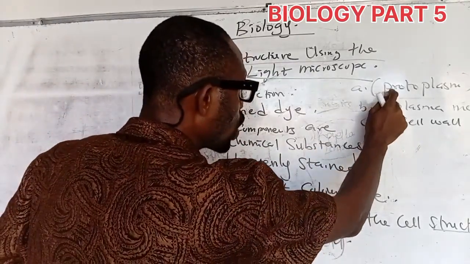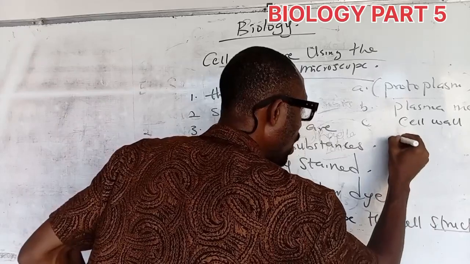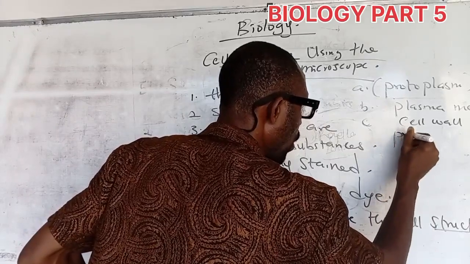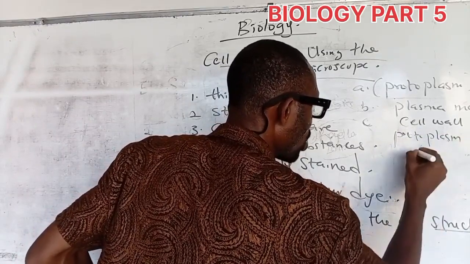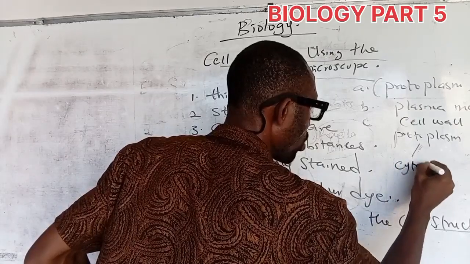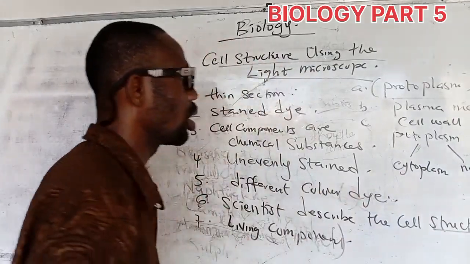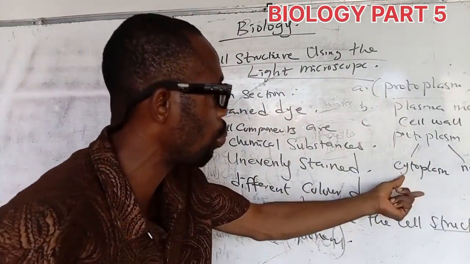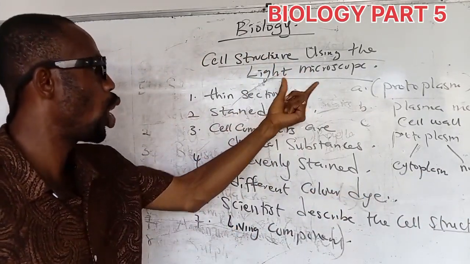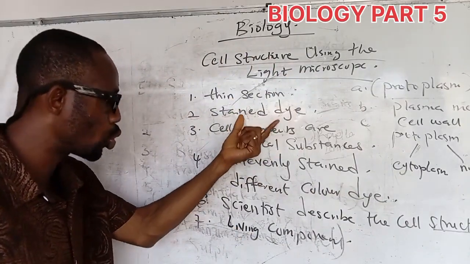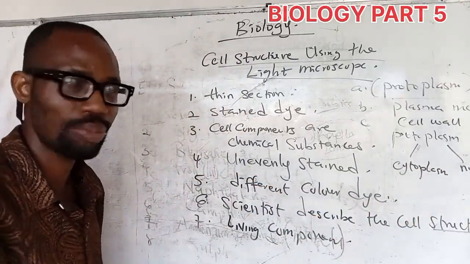I want you to also know that this protoplasm is made up of the cytoplasm and the nucleus. Take note of that. It is with the help of the light microscope that we are able to study and understand how the cell structure looks.